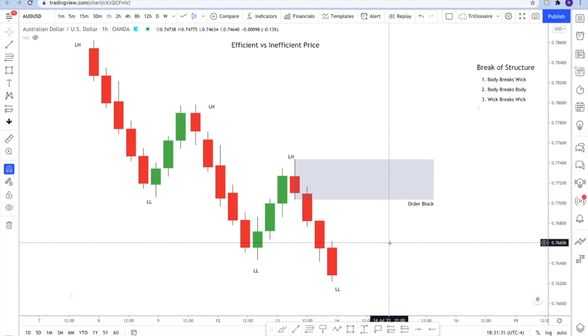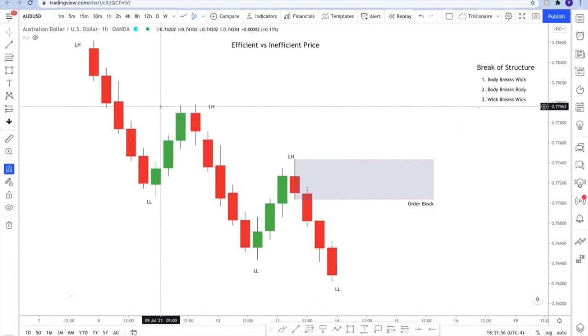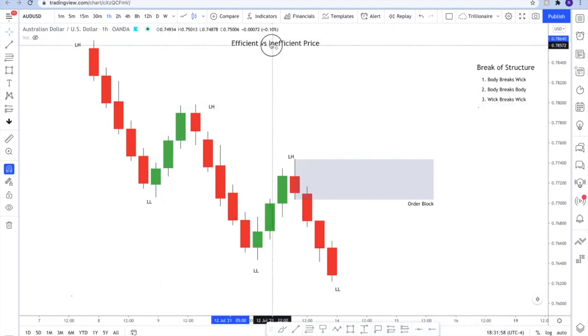So the first piece we already went over in a previous video. If you haven't checked that out, I'll have it pop up on the screen now. Part 1, break of structure. I go over 3 different types of break of structure, which one I like to use, and why I need to see a break of structure in order to solidify a previous order block. If you haven't seen that video, feel free to go check that out and then come back to this one. Now we're going to be talking about efficient versus inefficient price.